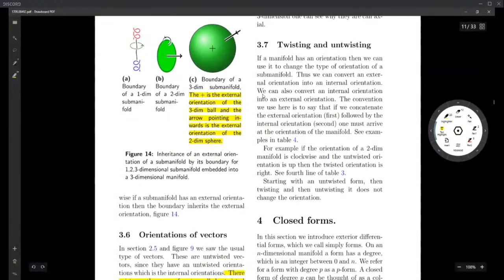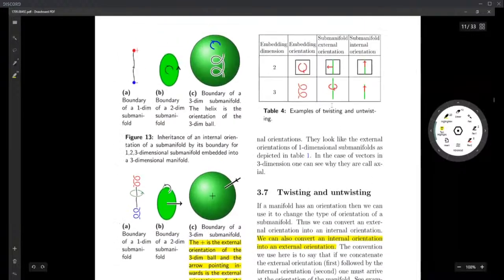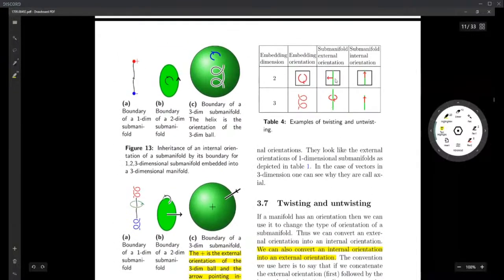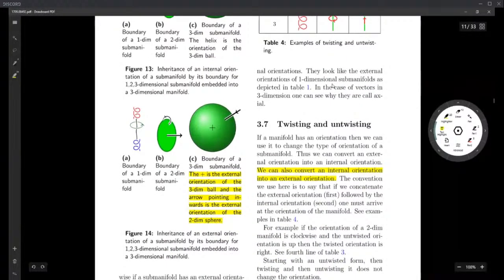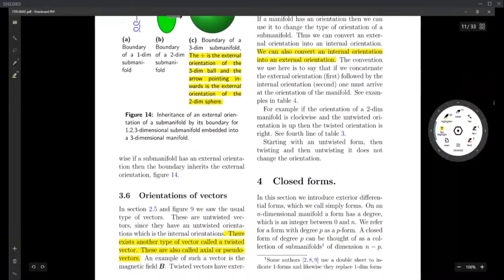For instance, we can also convert an internal orientation into an external orientation. So yeah, there's convertibility right here, twisting and untwisting. That's exactly what this is about. The convention we use here is to say that if we concatenate the external orientation first, followed by the internal orientation, one must arrive at the orientation of the manifold, like right here. So you can notice that if you take the internal one, it would be like this, and the external one, it would be like that. So looking at these examples and visualizing would help you understand what this is.